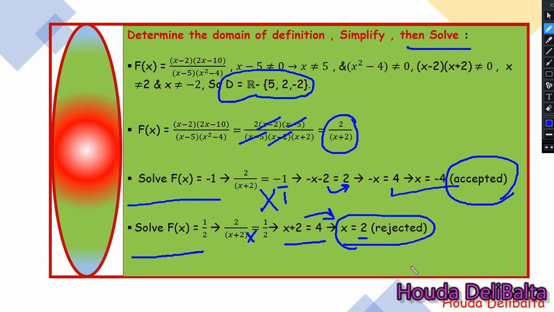So when I'm asked, does the equation f of x equals half have a solution? Because the final answer is rejected, then I say that f of x equals half doesn't have a solution in R. And that's about finding the domain of definition, then simplifying, then solving.